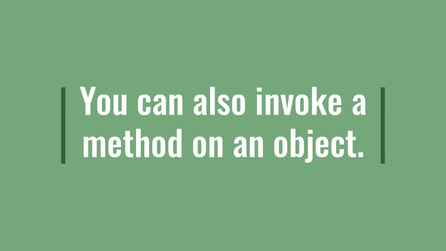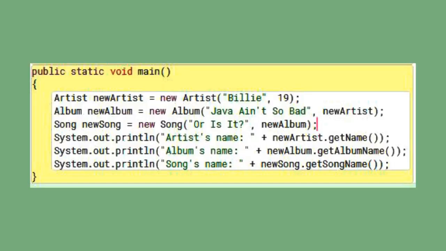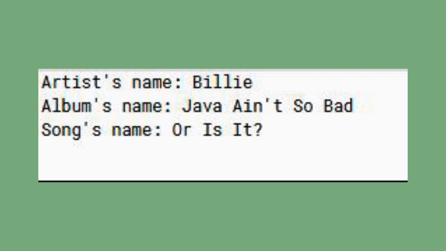You can also call a method on an object, which is also called invoking. Here we have created a new Artist, Album, and Song object with the given parameters. We are asking the system to print out the artist's name by invoking the getName method on the new Artist. We are also doing the same on the Album and Song. Once we run that program, this is what we get. Artist name, Billy, album's name, Java Ain't So Bad, and song's name, Or Is It?